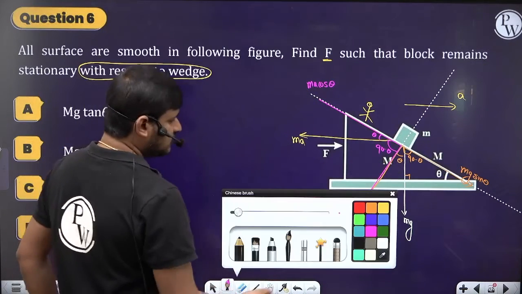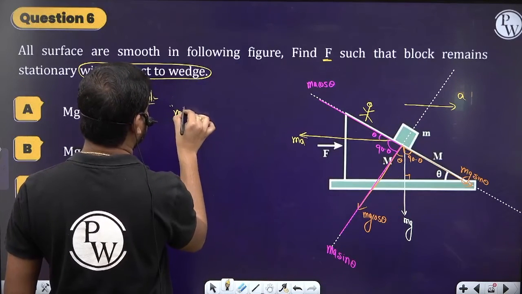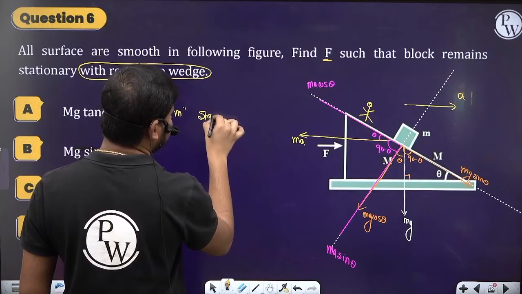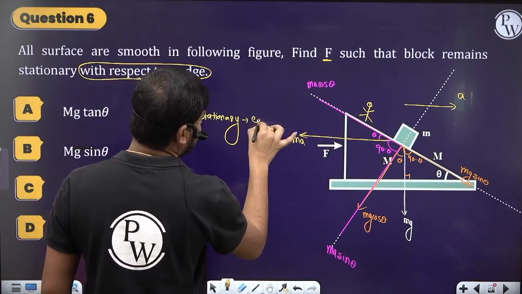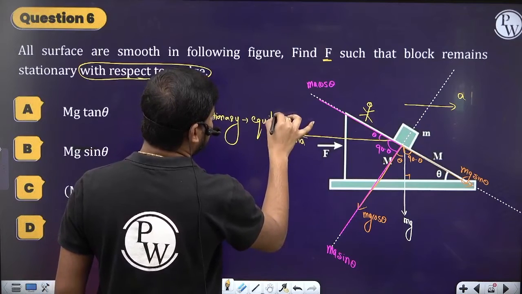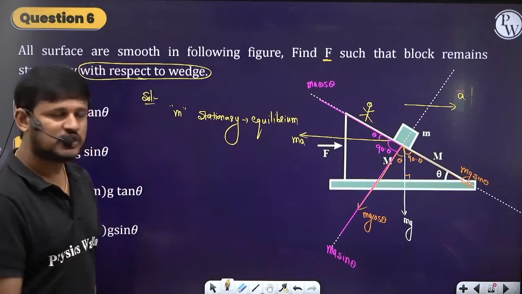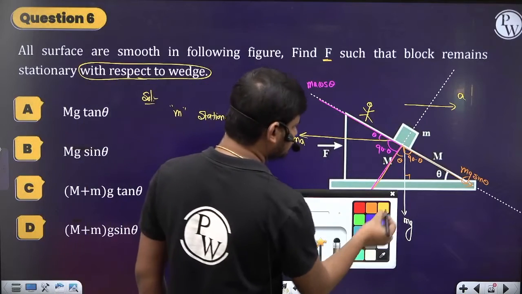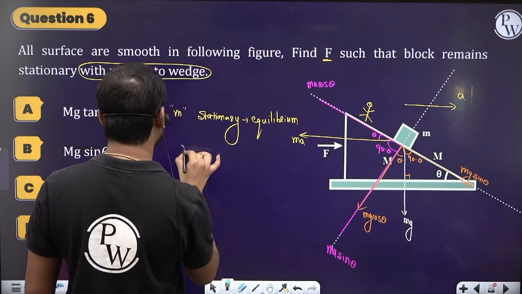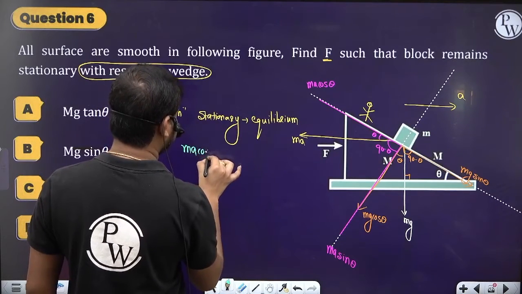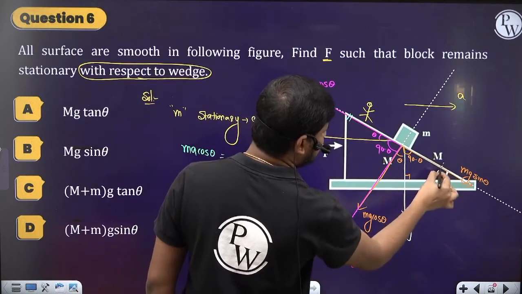So now the small m block is stationary. Stationary means, can we apply the equilibrium condition? It is stationary, which means we can apply the equilibrium conditions on that particular block, right? So let's apply the equilibrium conditions. See, so I can say that ma cos theta is balanced by mg sin theta.